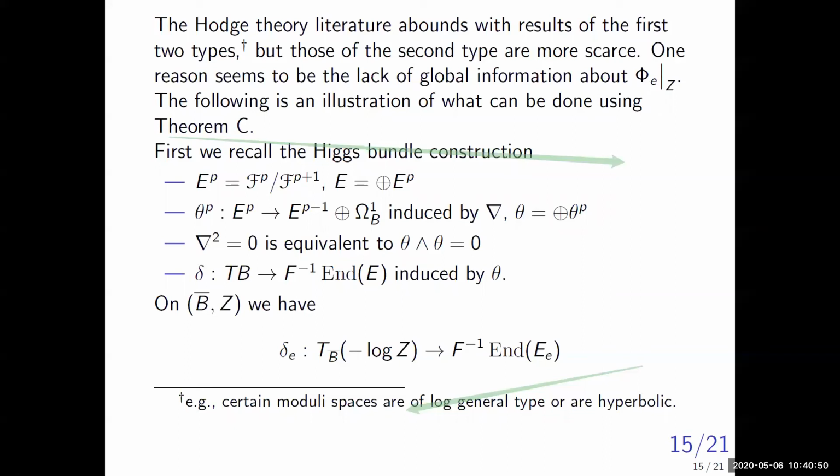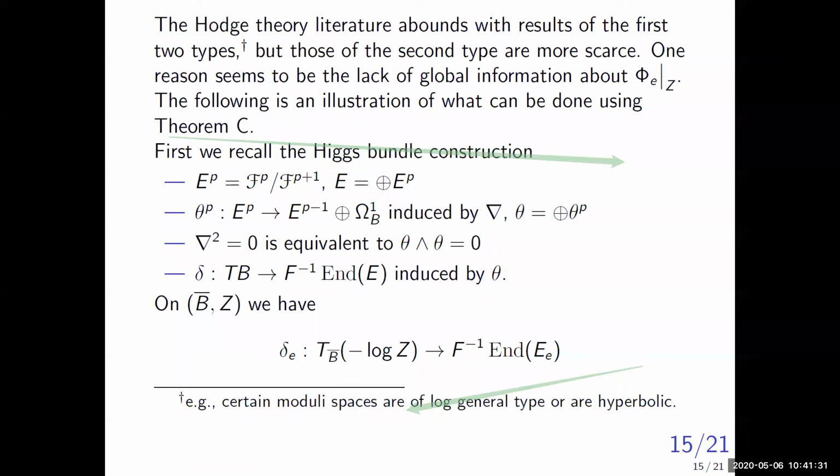Delta squared equals 0 is equivalent to theta wedge theta being 0. So that's a Higgs data: the vector bundle E and the endomorphism, or the map theta. If we have a period mapping, or a variation of Hodge structure, this theta induces a map from the tangent bundle to the endomorphisms. That's the map induced by theta, and it has Hodge filtration degree minus 1. It drops the P from P to P minus 1.